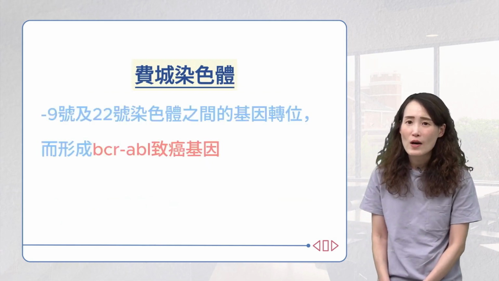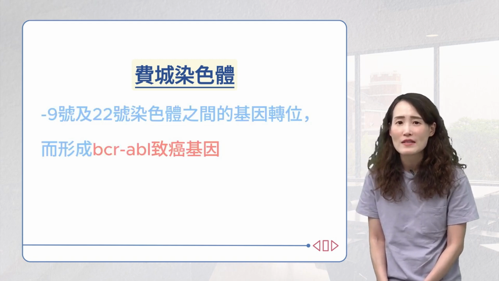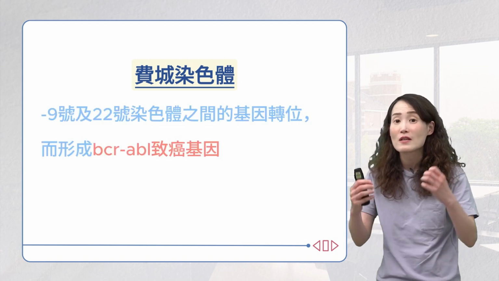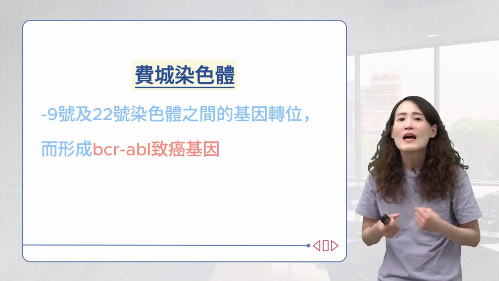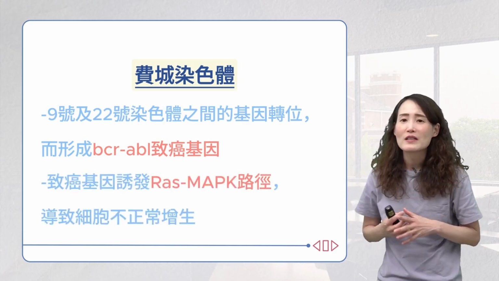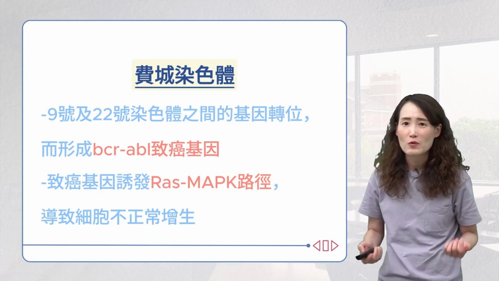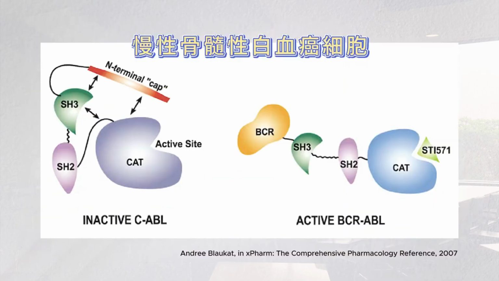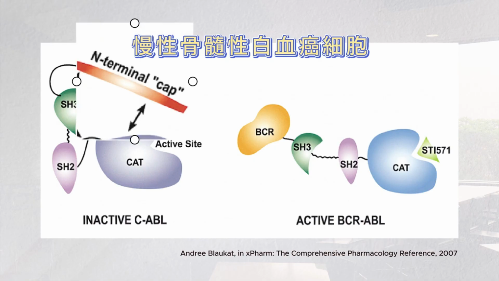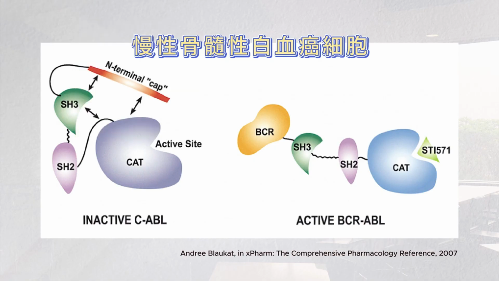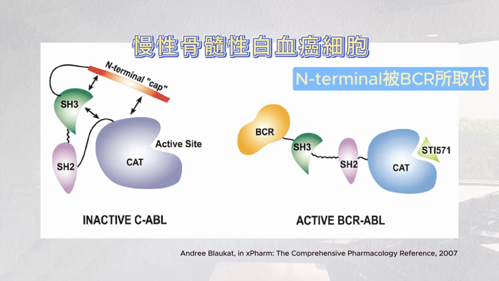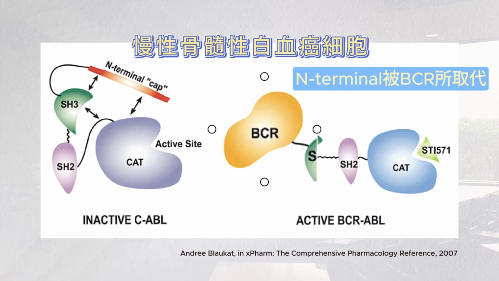As mentioned earlier, the Philadelphia chromosome is the fusion of oncogenes BCR and ABL involving chromosomes 9 and 22. This oncogene induces a pathway involving RAS and MAPK, telling cells to proliferate continuously. Inside the cell, the left side shows an inactive c-ABL, which has a cap at its N-terminal that inhibits its activity. However, when gene translocation occurs, the N-terminal inhibitory site is replaced by BCR, keeping it continuously active.